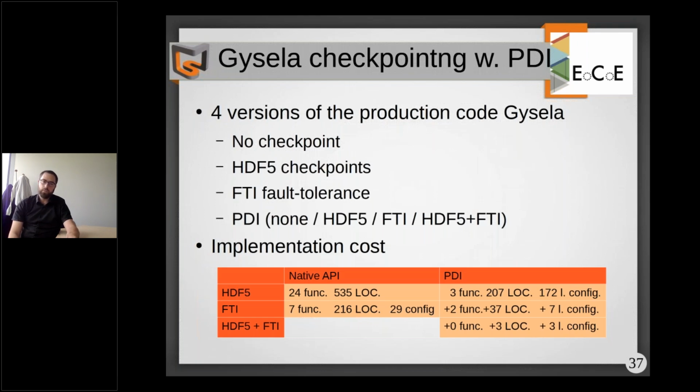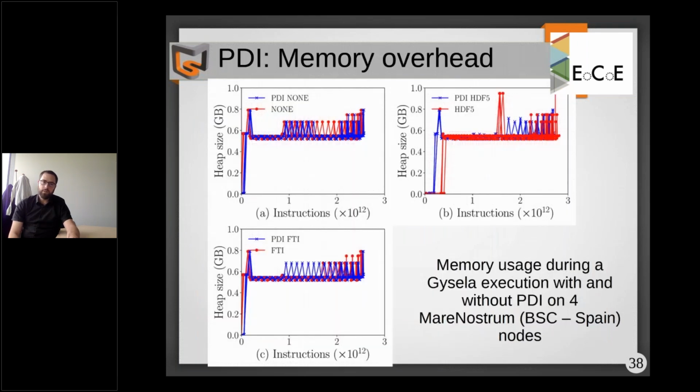What about performance? What is the overhead of using PDI? So we first look at the memory overhead. So this is the execution of the Gisela code on the Mare Nostrum cluster, either with or without PDI. And what we see is that the numbers are really similar.